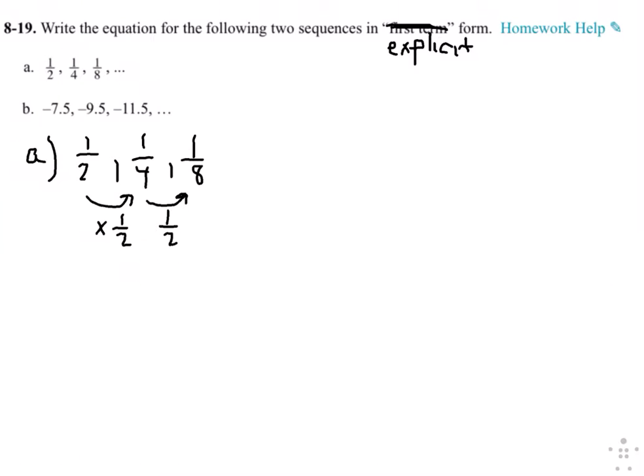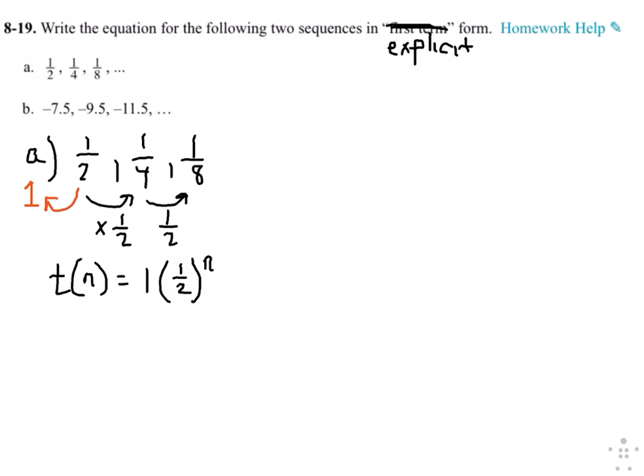And if we were going to go backwards, right, to find this 0th term, we would not multiply by 1/2, we would divide by 1/2, which is the same as multiplying by 2, right? So the first term, the 0th term, that imaginary 0th term is 1. So in explicit form, it would be T of n equals the first term, right, 1. And I'm going to write the 1 there so we can tell it's the first term, times the multiplier, which is 1/2, to the n.